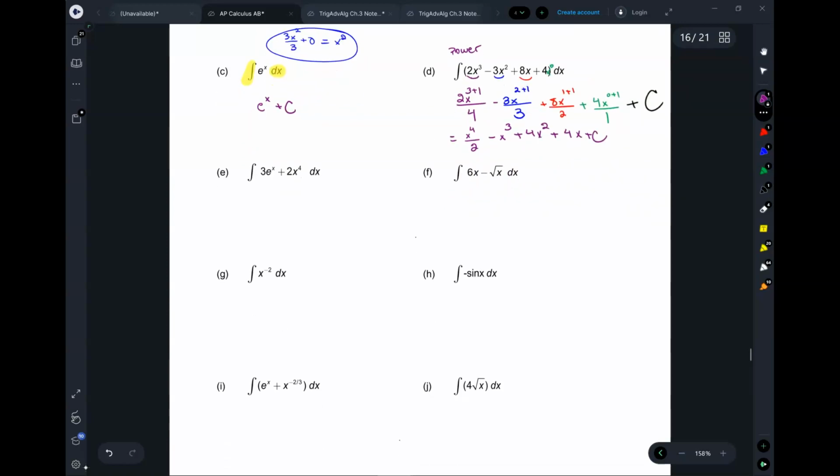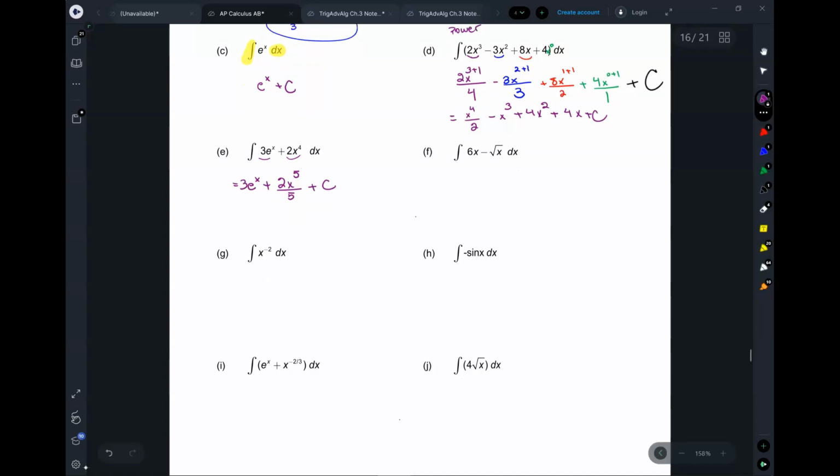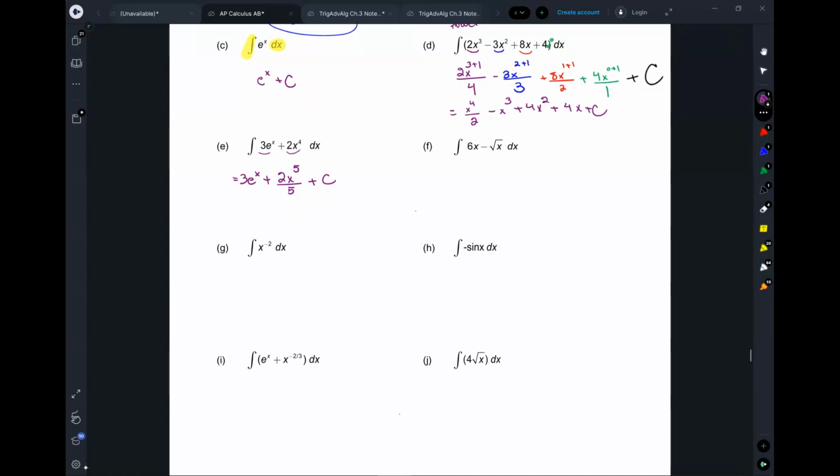All right, next one. Again, do each term separately. 3e to the x. What is the antiderivative of e to the x? E to the x. So this is 3e to the x plus, now we have a power, 2x, add 1, divide by the new exponent, plus c. I don't even have to simplify anything there. Okay. Well, I have a root, but I know what to do with roots. I rewrite them.